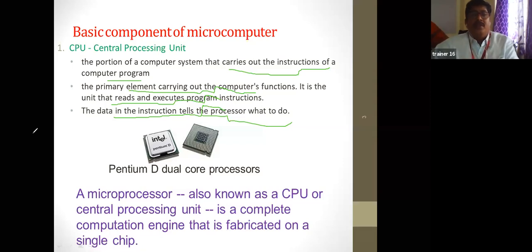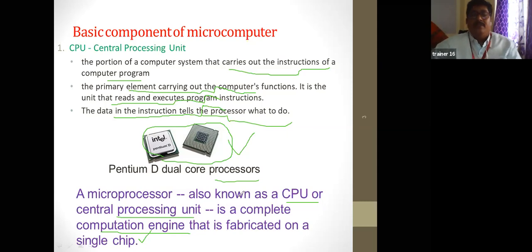So this is a major one. This is the CPU, a processor, a major processor. See here, it is clearly mentioned: a microprocessor is also known as the CPU or central processing unit. It is a complete computation engine that is fabricated on a single chip. This is a single chip, right? Without this, the computer will not function. This is a major component, right?